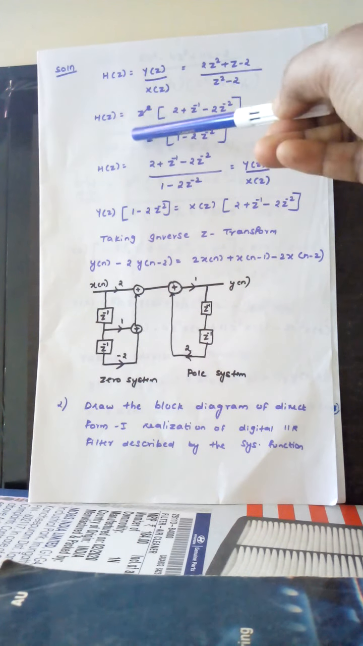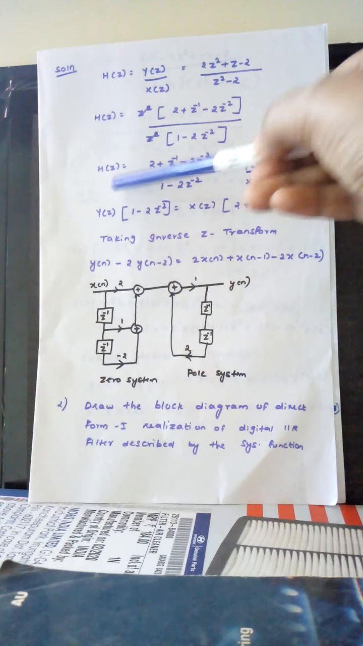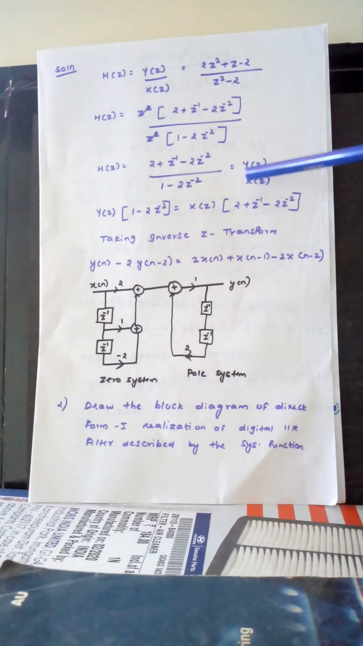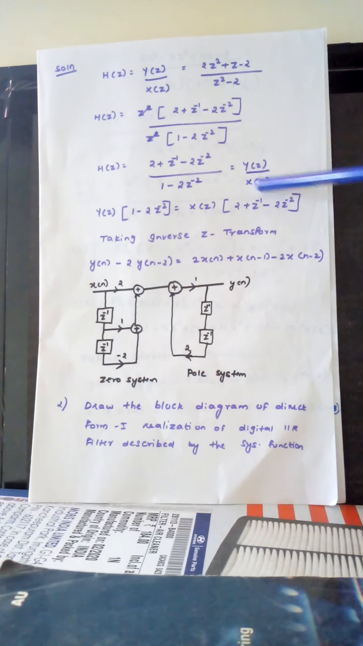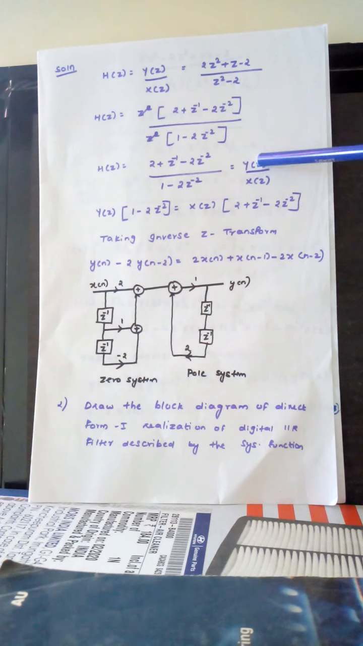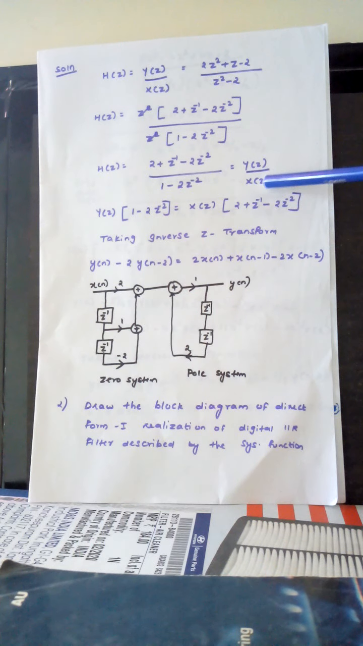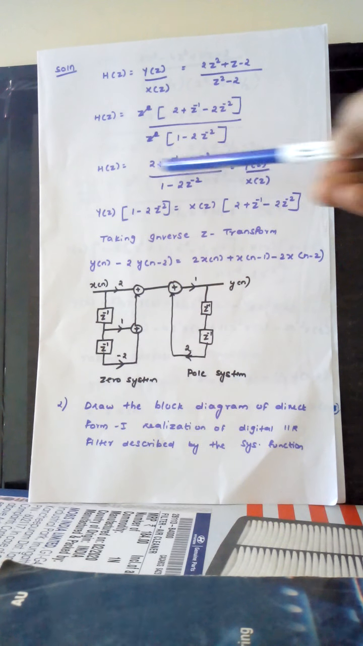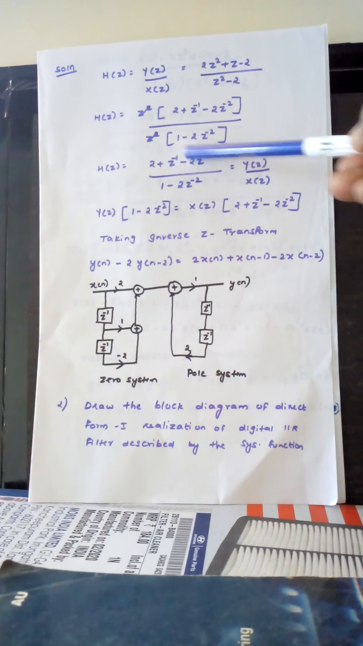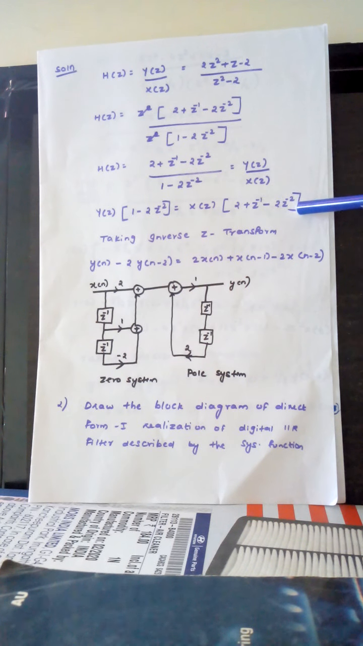So the z square gets cancelled. So we get h of z, the transfer function, that is output divided by input, that is y of z divided by x of z. Cross multiplying, we get y of z into 1 minus 2 into z to the power of minus 2, equal to x of z into 2 plus z to the power of minus 1 minus 2 into z to the power of minus 2.